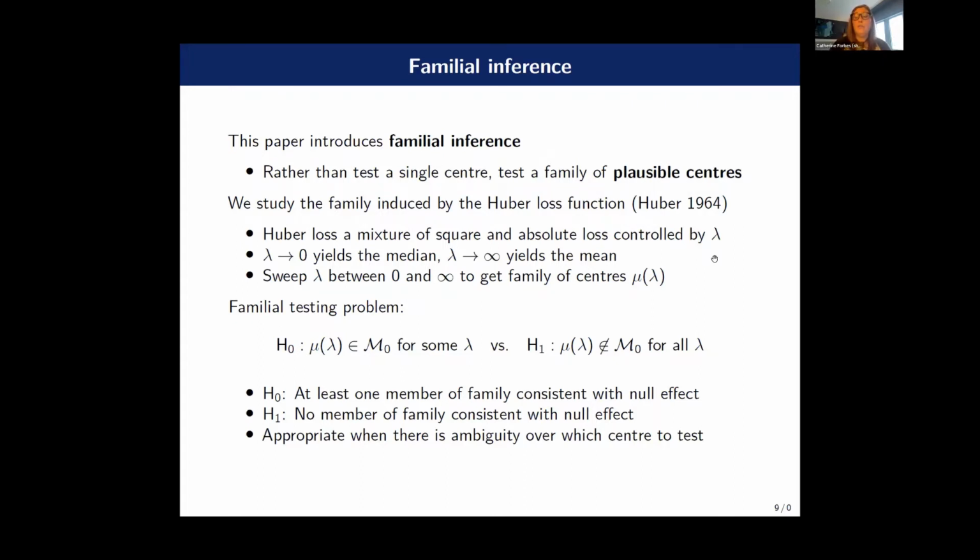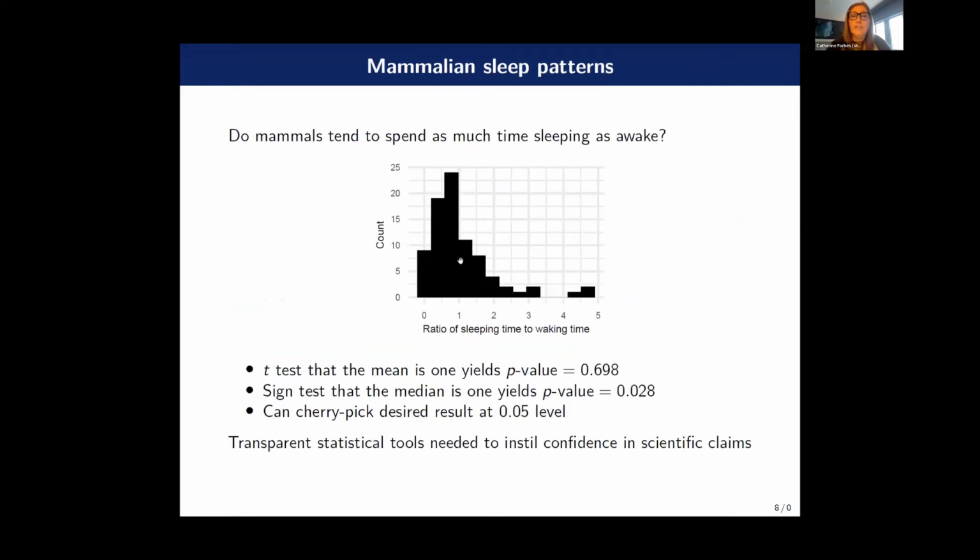If you let lambda go to infinity, then you're talking about the population mean. And in between, lambda 0 to infinity, you get an entire family of different centers as characterized by this function mu of lambda. So our familial testing problem is the null hypothesis that mu lambda is in some null set. Say, for this data, a value of 1 would mean that mammals spend as much time sleeping as awake. So that's the critical number we're interested in.